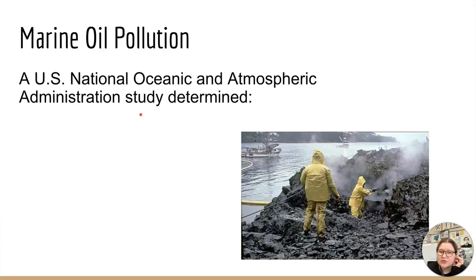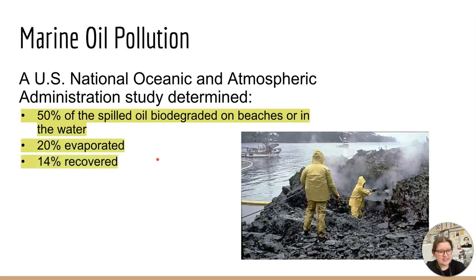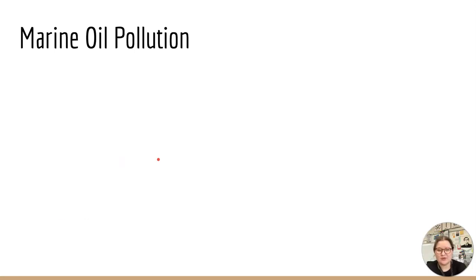So the U.S. National Oceanic and Atmospheric Administration determined that 50% of the oil spilled biodegraded on beaches or in the water, 20% evaporated, 14% was recovered, 12% is on the sea bottom, 3% is on the shorelines, and 1% is still drifting out somewhere.